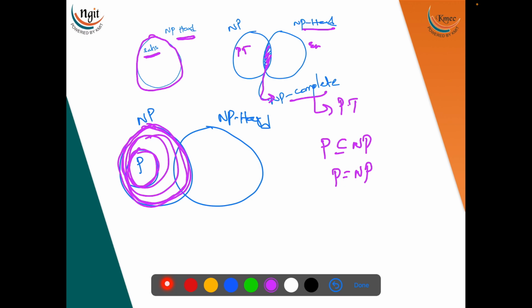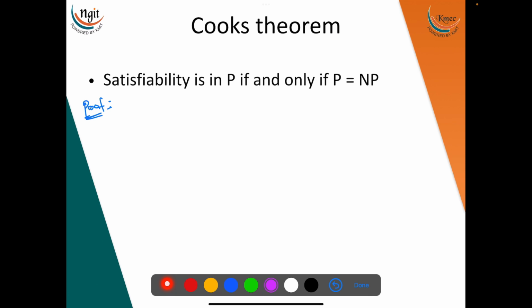The reason is that satisfiability has an intersection with this part. P has an intersection with satisfiability, NP and NP hard. So when satisfiability belongs to P, one day it will grow, and one final day it becomes P is equal to NP. To prove this, we have Cook's theorem. Now let's see Cook's theorem. The theorem is: satisfiability is in P if and only if P is equal to NP.